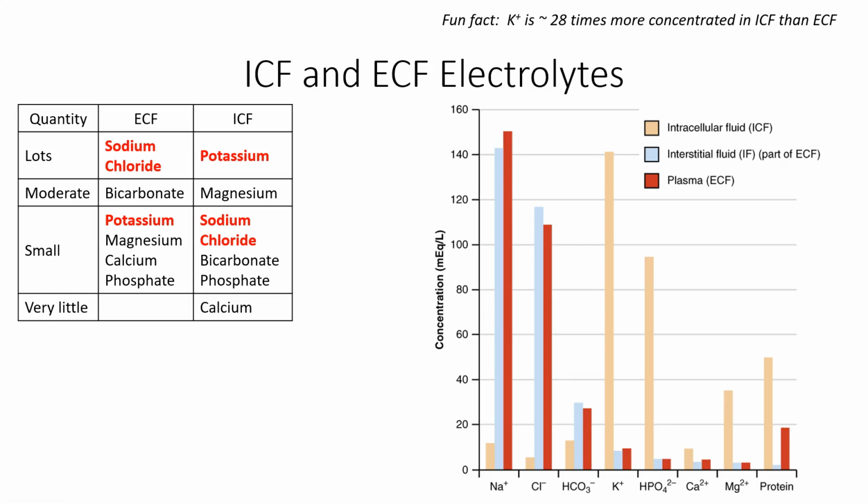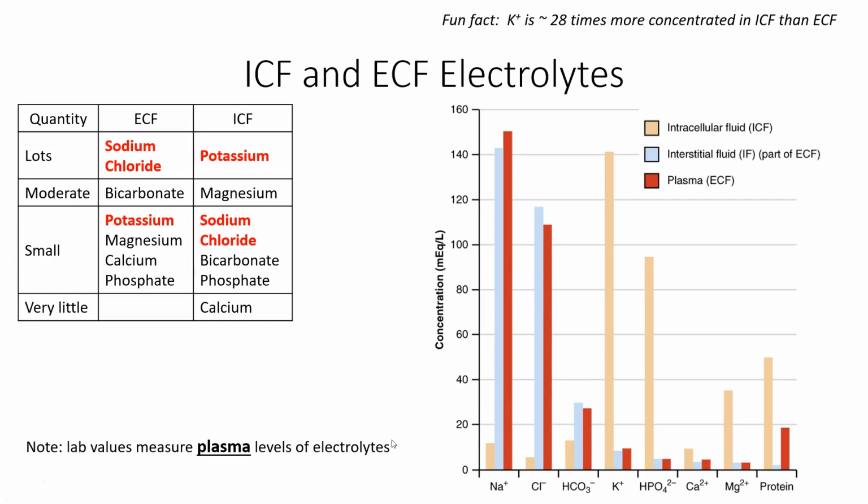The electrolytes in our intracellular and extracellular fluids are very different. In our extracellular fluid, so like in our blood, we have lots of sodium and lots of chloride, where the predominant ion inside the cell is potassium. Outside the cell in our blood, we have very little potassium. And inside the cell, we have very little sodium and very little chloride. And so you can see in this graph, if you look at our extracellular fluid as compared to our intracellular fluid, these numbers are going to be opposite.